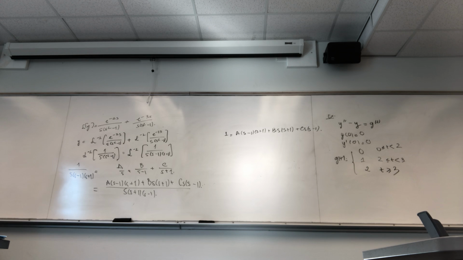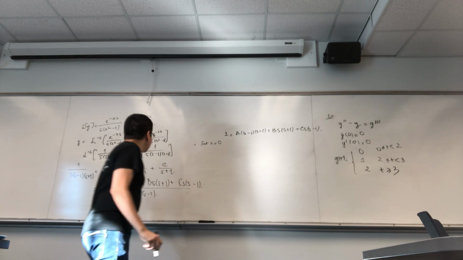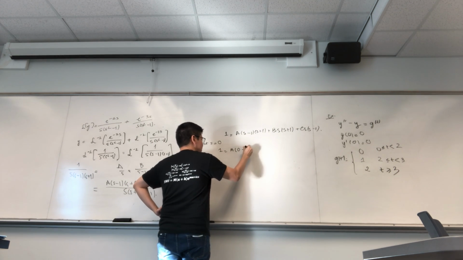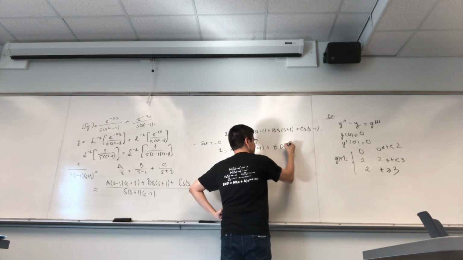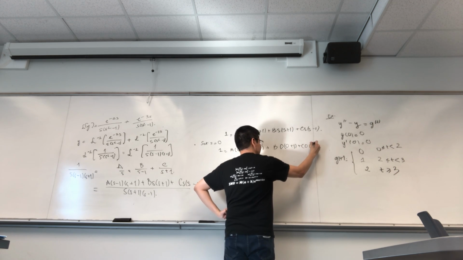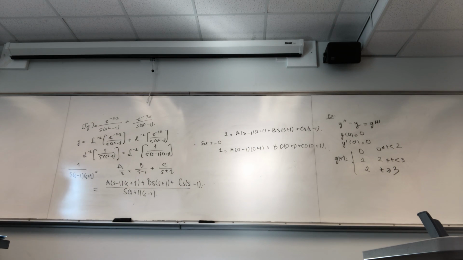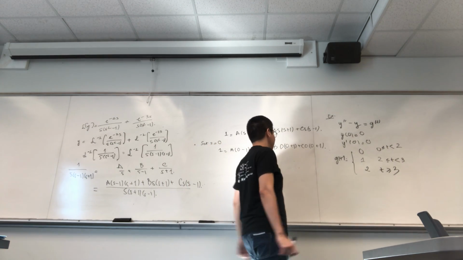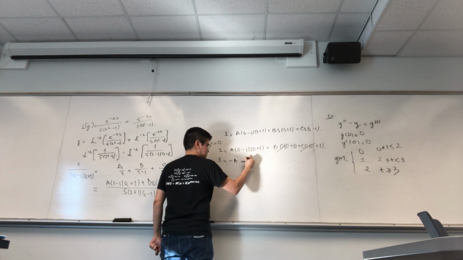You said s equal to 0, 1, and negative 1. So now I'm going to set s to be 0. When s is 0, you have a times (0 minus 1)(0 plus 1), plus b times 0 times (0 plus 1), plus c times 0 times (0 minus 1). The b and c terms are 0. So then you have 1 is minus a, so a is minus 1.